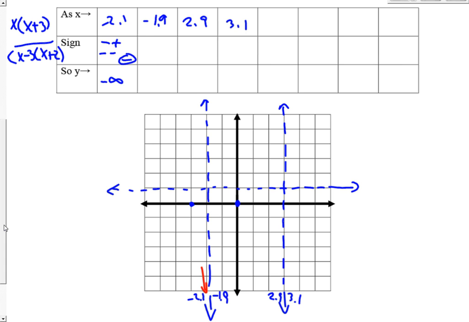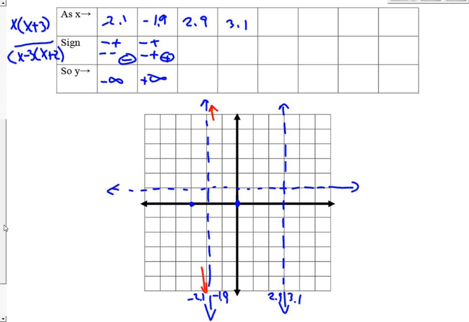Okay, so for negative 1.9 for x, that's negative. Negative 1.9 plus 3, positive. Negative 1.9 minus 3, negative. Negative 1.9 plus 2, positive. Two negatives is going to make that positive. So that's going to positive infinity. So on the right-hand side of that vertical asymptote, we are going up.